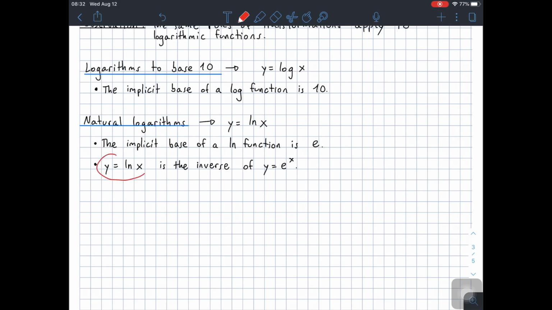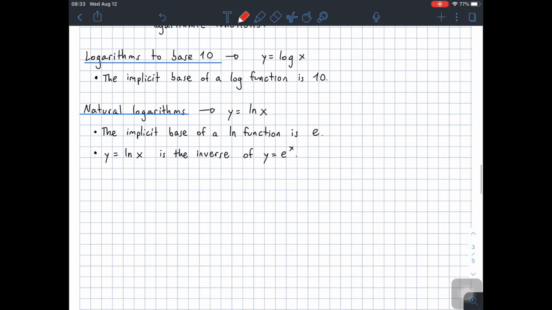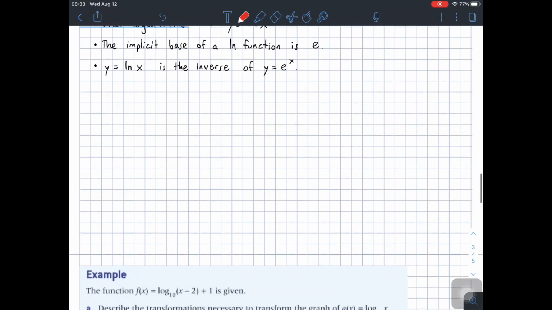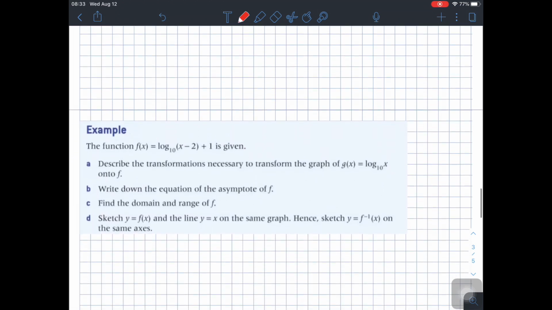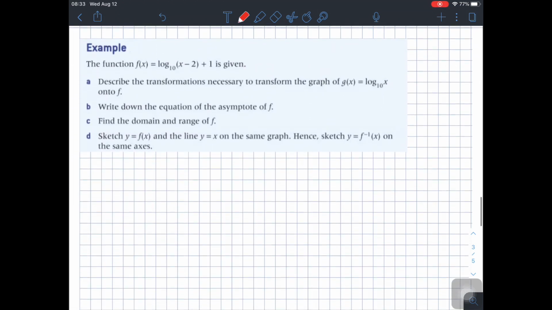Okay, so if y equals natural logarithm of x, the inverse of that function would be y equals e to the power of x, okay? That's the exponential function, which is the inverse of this natural logarithmic function, okay? We're going to see all of these properties later on in future live sessions. So I'm going to close this electronic assignment by doing this example.